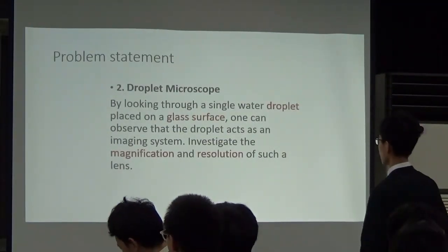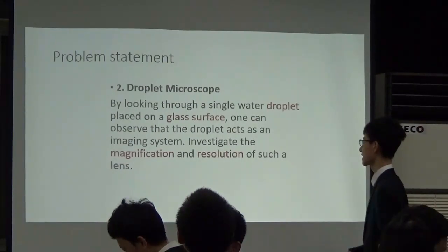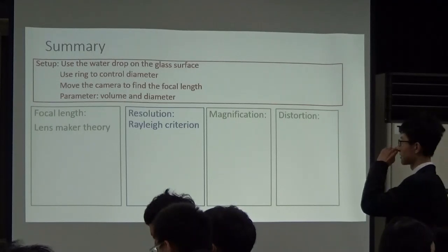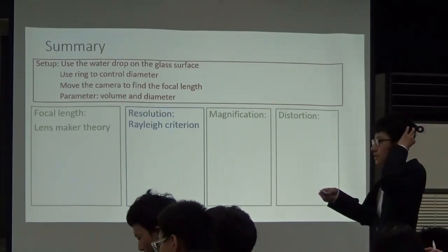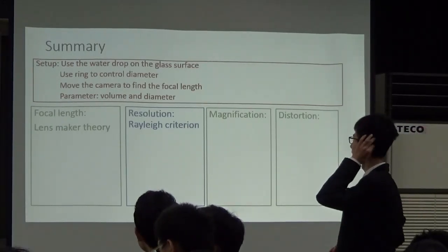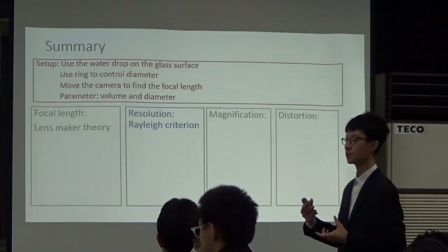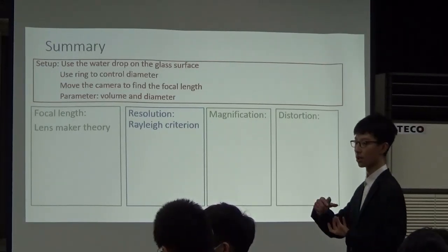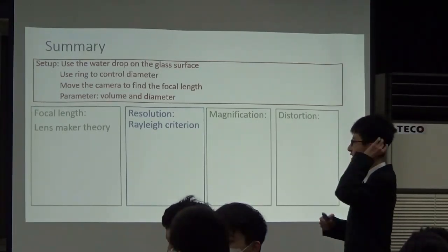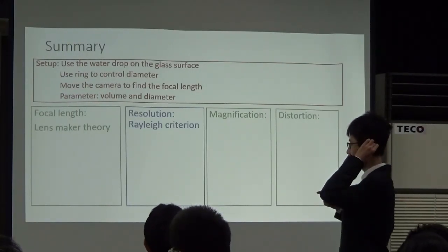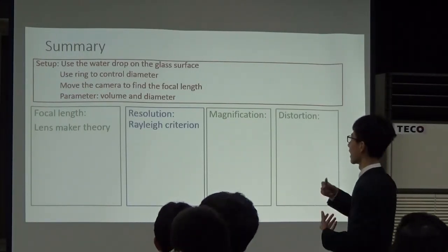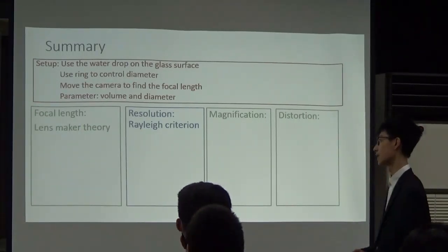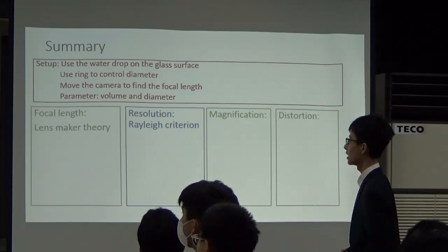Okay, we continue. The report investigates the droplet effect on the glass surface and the magnification and resolution of it. Here is some summary. The reporters used a water drop on the glass surface and used a grip to control the diameter of the droplet. They move the plate, not the camera, to the focal length. The parameters are the volume of the water droplet and the diameter.